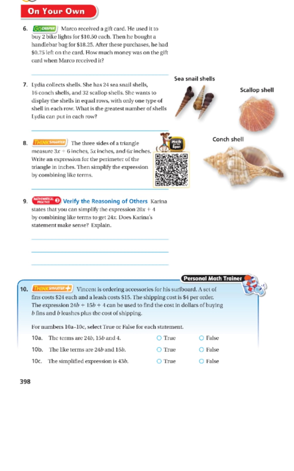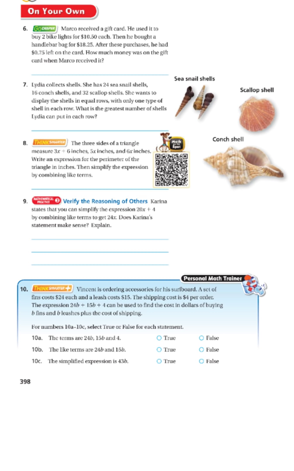Number 7. Lydia collects shells. She has 24 sea snail shells, 6 conch shells, and 32 scallop shells. She wants to display the shells in equal rows, with only one type of shell in each row. What is the greatest number of shells Lydia can put in each row?